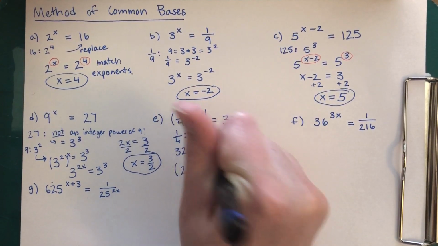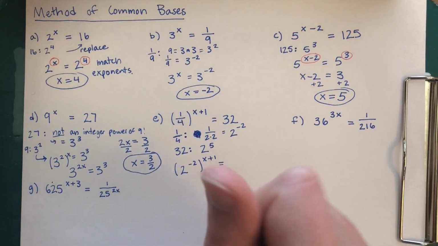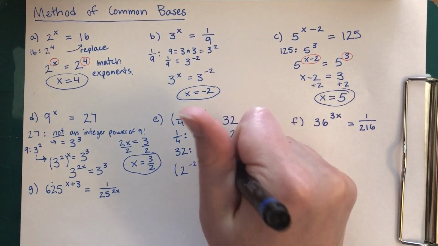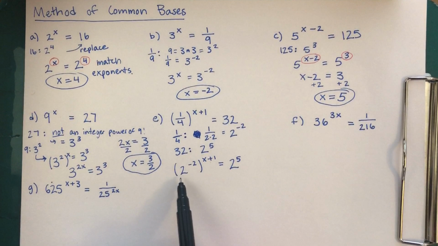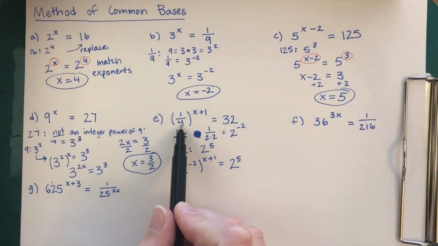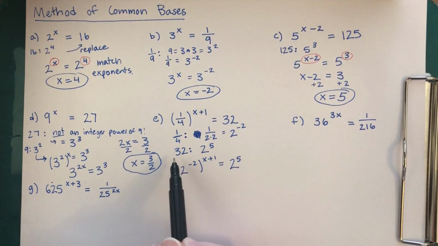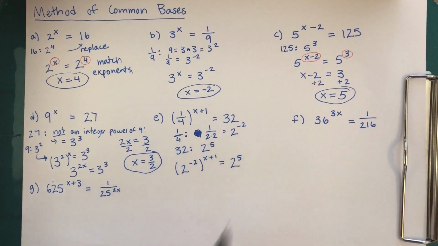Keep that x plus 1 equals 32, which turns into 2 to the 5. So I wrote the same equation again, but the 1/4 I turned into 2 to the negative 2, and 32 I turned into 2 to the 5th.